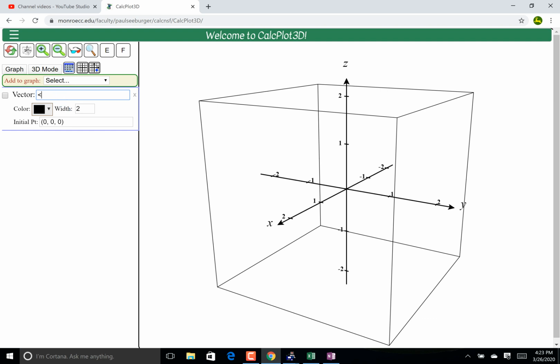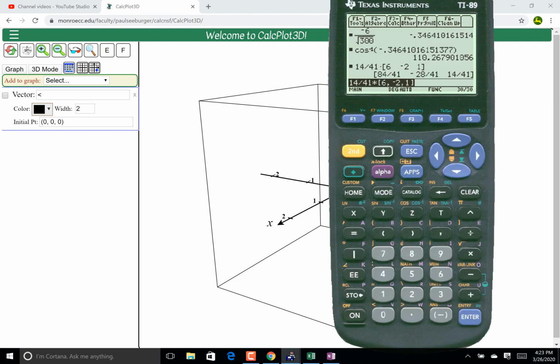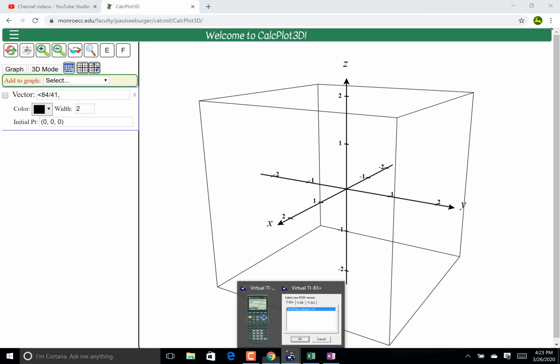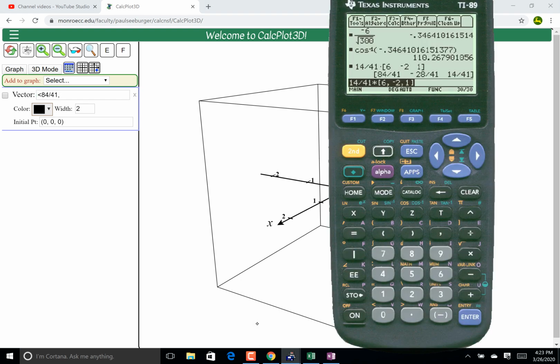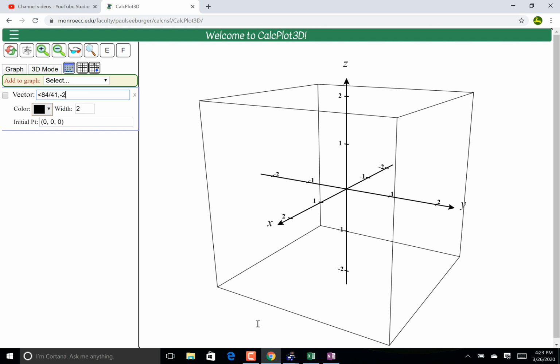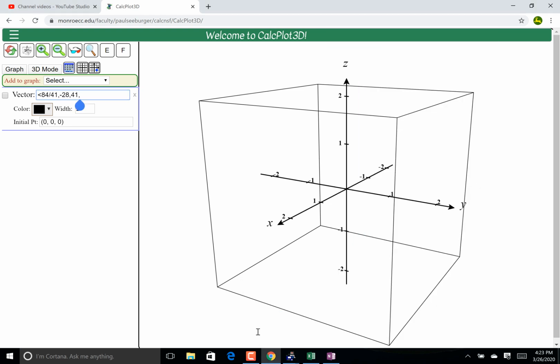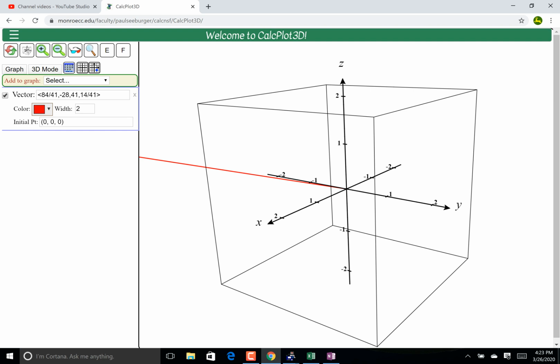Alright, so my vector was 84/41, comma, negative 28/41, comma, 14/41. Cool. And let's make him stand out. Nice. There it is. There's my vector heading out that way.